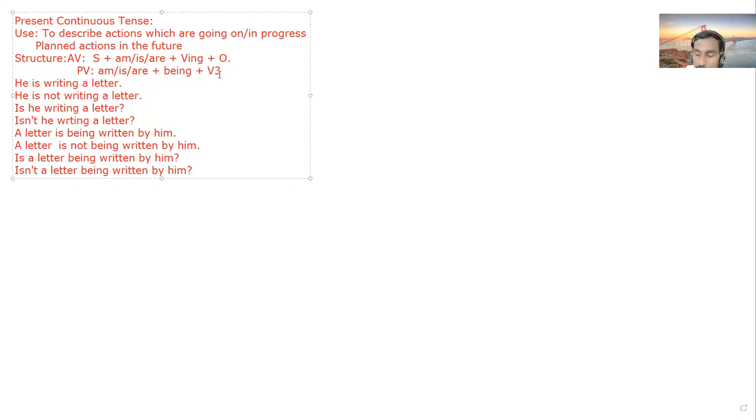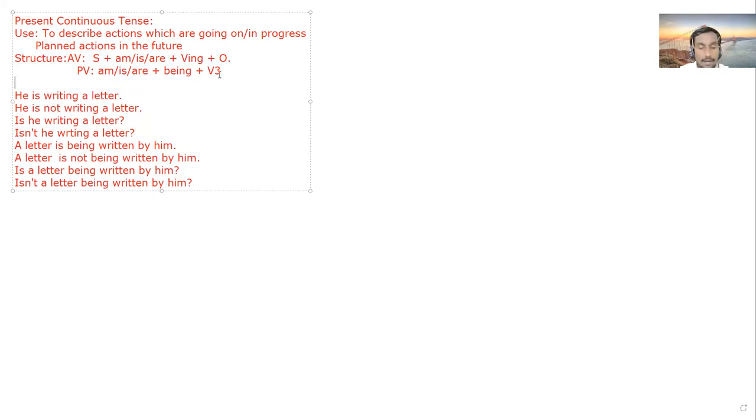Additionally, you try to understand if sentences are like this, if any structure is like this: am, is, are, and after that there is V3. In that case what will you understand from this? Which tense? Present continuous. Which present continuous? Active voice or passive voice? Passive voice. Present continuous passive.